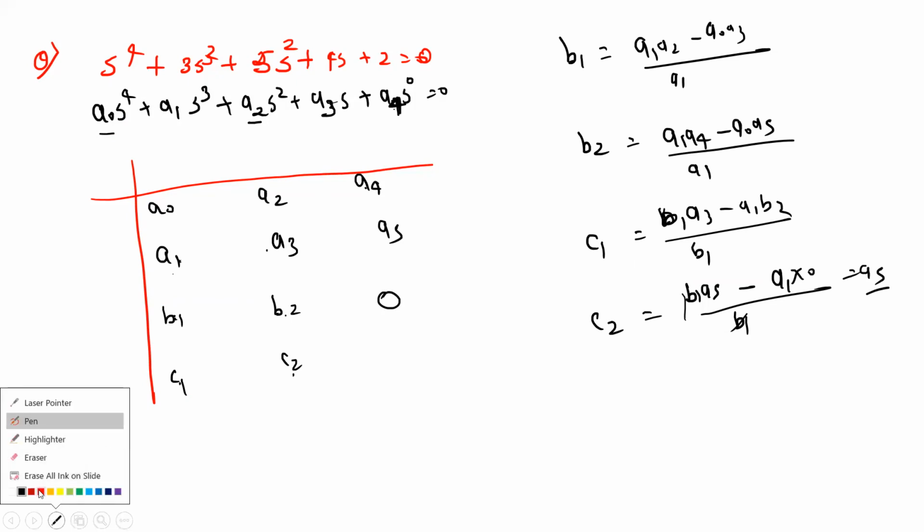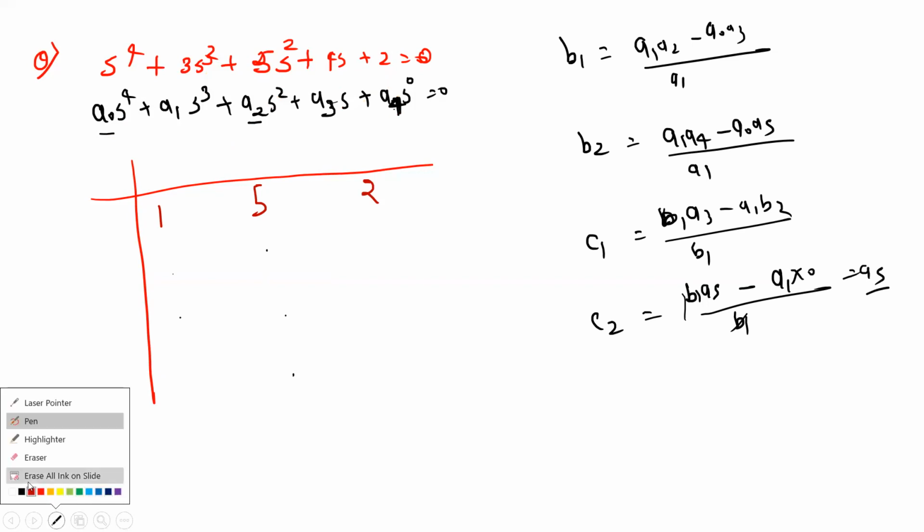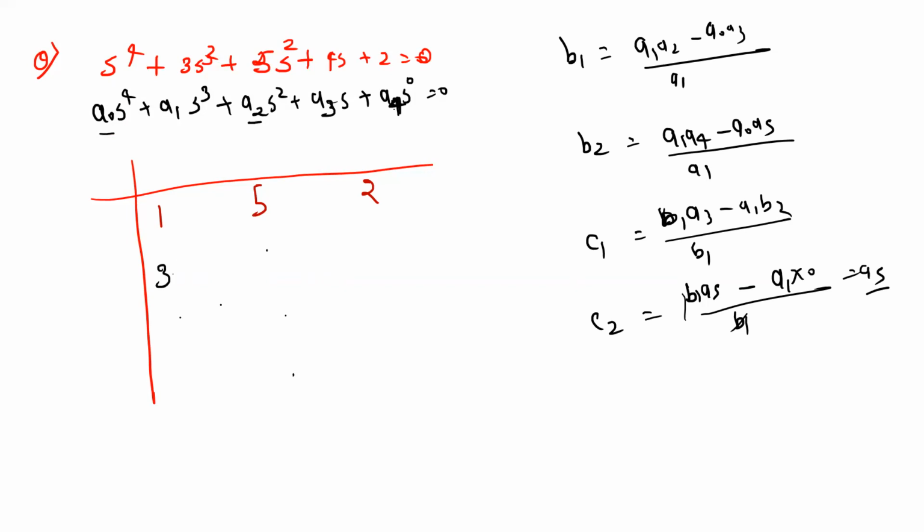So now, what is the value of a naught? A naught is 1, so I can substitute 1 here. So I'll be removing all these things and substituting the numeric value over here so that I can solve the problem. If anyone has any doubt, you can ask me, right? So your a naught is 1, a2 is 5, and your a4 is again 2. I hope these things are clear to all of you, right? And now your a1 is 3, your a3 is 4, and this one is 0.